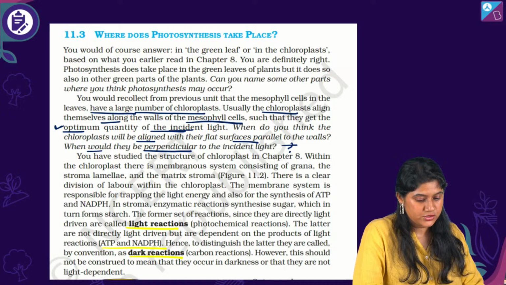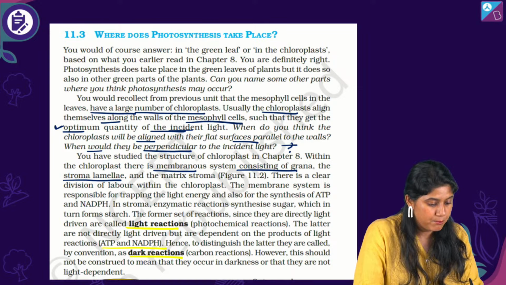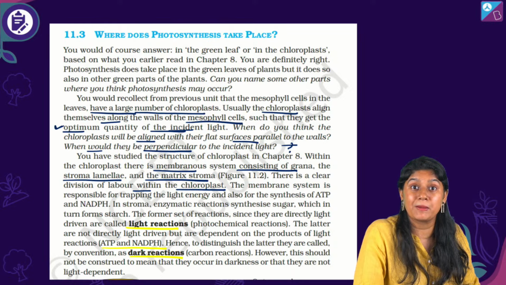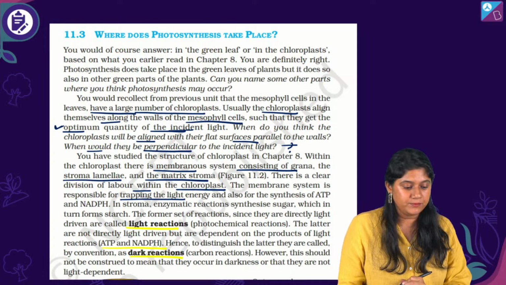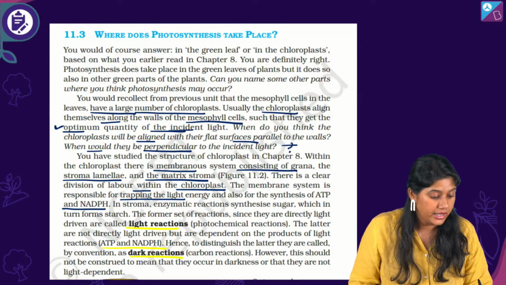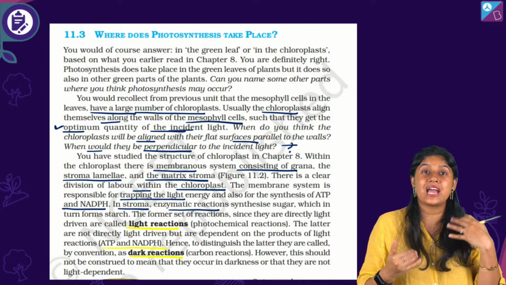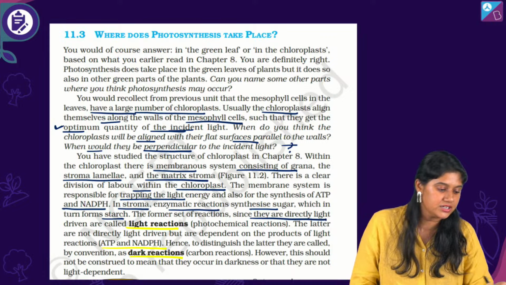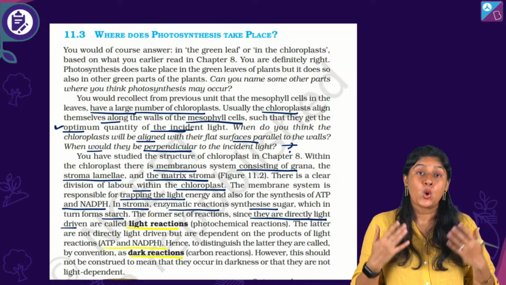So we have the membranous structure consisting of the grana, stroma, lamellae, matrix, stroma. And of course, it's a clear-cut division of labor in the work of the chloroplast. The membrane system is responsible for the trapping of the light energy and also for the synthesis of ATP and NADPH. In the stroma, in the fluid, we will have the enzymatic reactions that will be synthesizing the sugar, which will turn into starch. The former set of reactions, since they are directly light driven, are called light reactions, and the other reactions, which use the product of the light reactions, are called dark reactions.